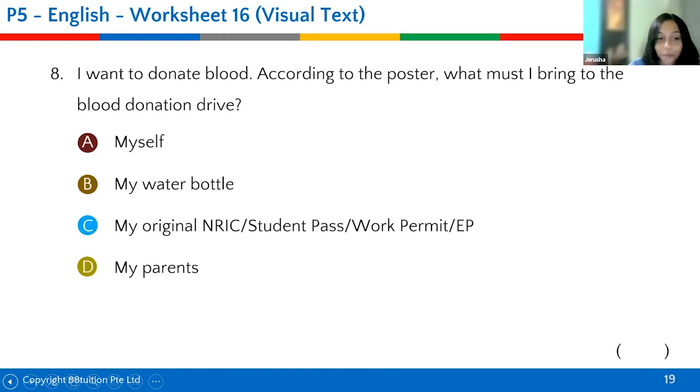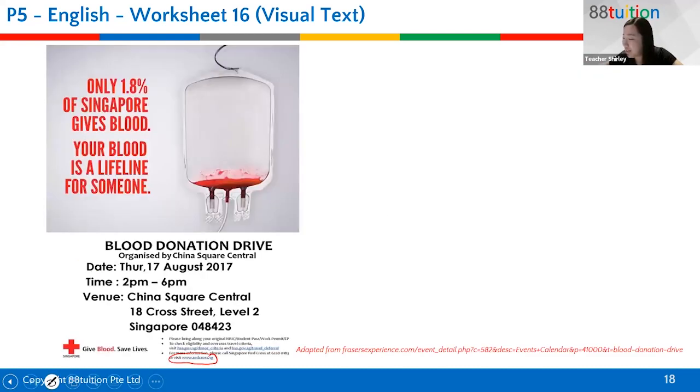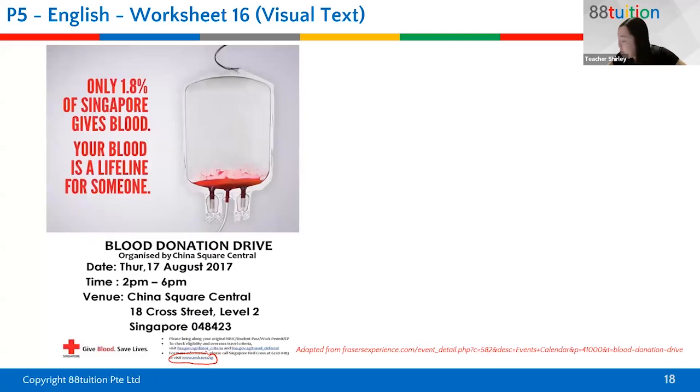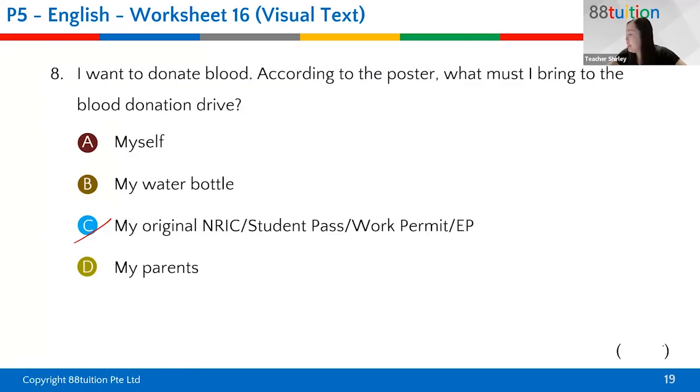Yunshen. Okay. Yunshen, what do you think is the answer? Shall we go back to the text? What are you supposed to bring? Sorry again? Oh, C. Okay, great. Yes, I think the instructions are below here, right? Please bring along your original IC, student pass, and work permit or whichever. So that is C. EP actually stands for employment pass.